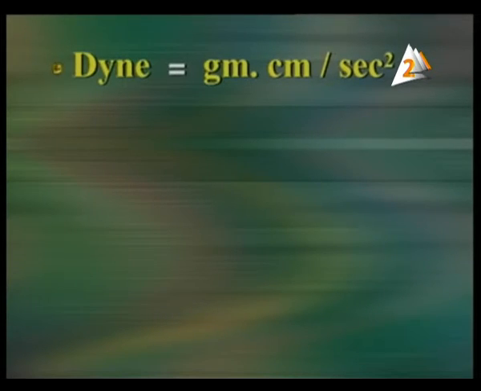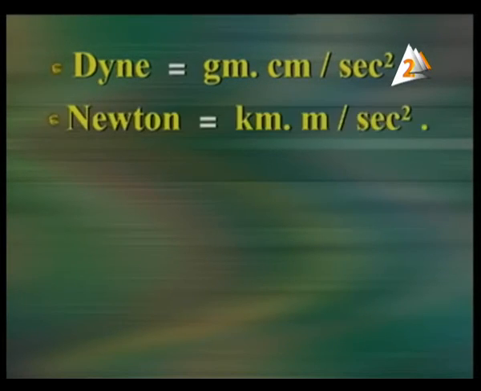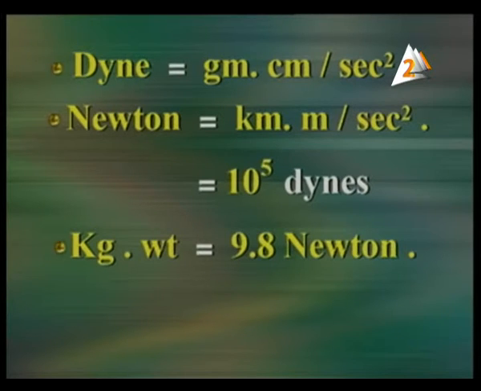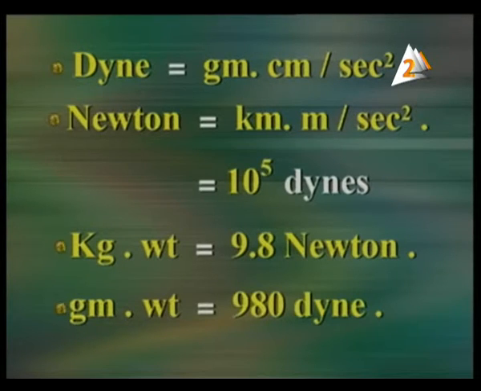Units of force. Dyne equals gram centimeter per second squared. Newton equals kilogram meter per second squared. And the relation between the Newton and the dyne is that one Newton equals 10 to the power 5 dynes. And kilogram weight is 9.8 Newton, but gram weight is 980 dyne.